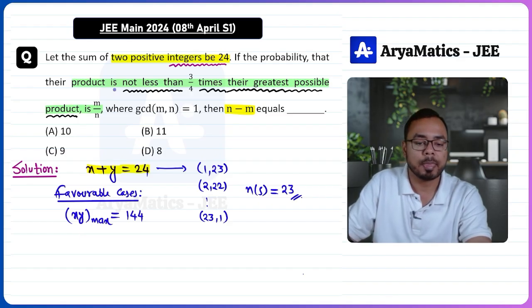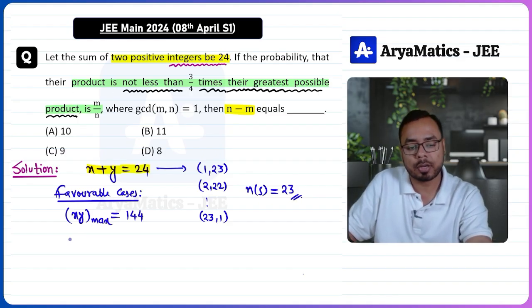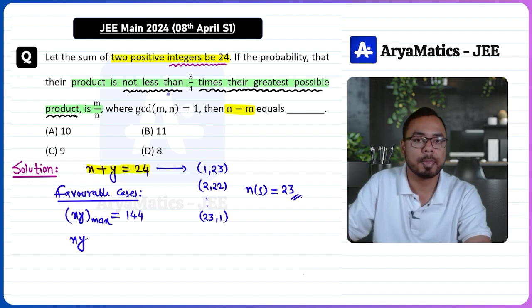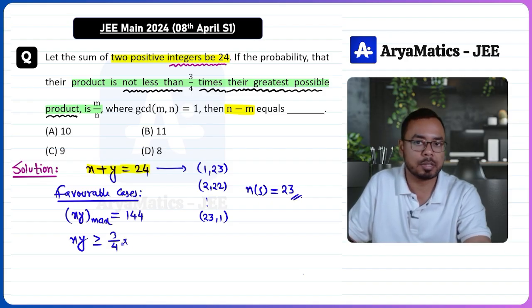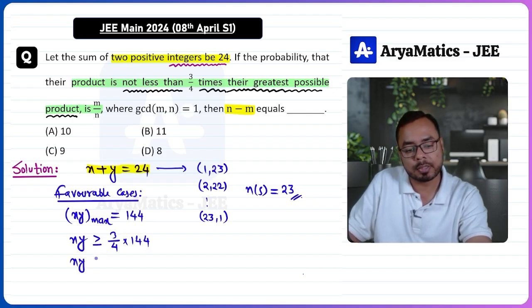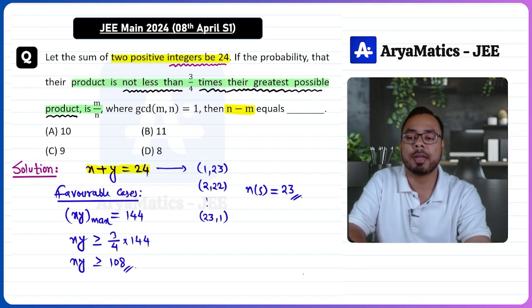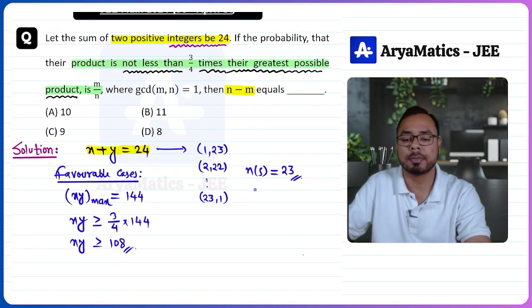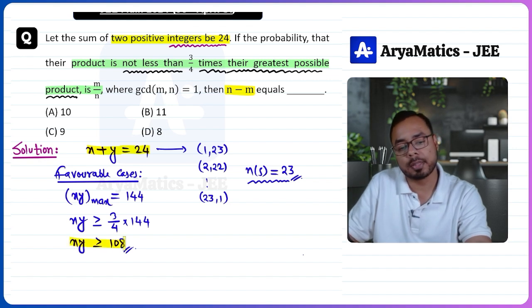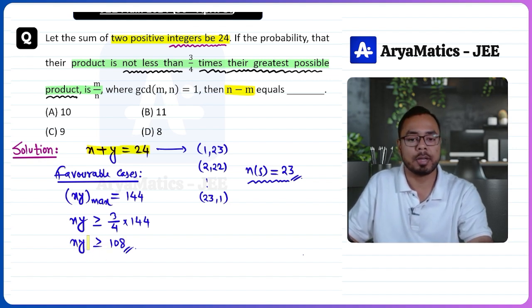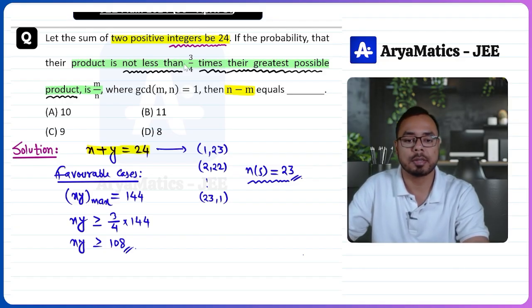Now here it is given that the favorable cases are those where the product of these two numbers, that means x into y, is not less than, that means greater than or equal to, 3/4 of their greatest possible product. The greatest possible product is 144. So x into y must be greater than or equal to 36 into 3, so that will be 108. So now we have to count, out of these 23 cases, how many cases there are where x into y is either 108 or greater than 108. Those are the favorable cases, right?